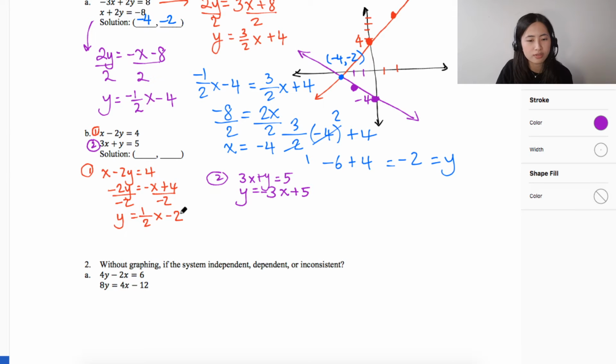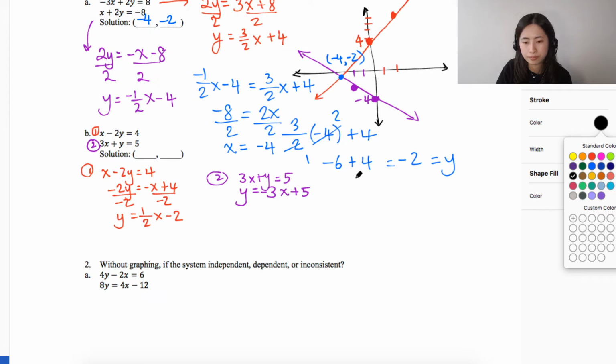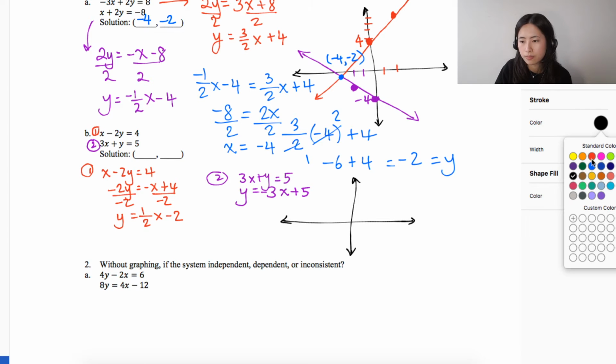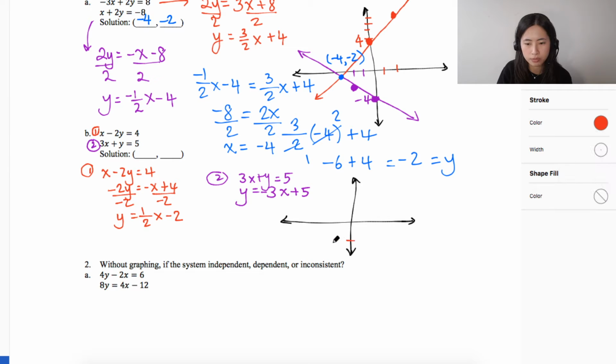Okay, great. So once we have these two equations, again, we're going to plot this. So the y-axis and your x-axis. So your first equation, we have 1/2 x minus 2, so in that case, this would be -2. You have a y-intercept over there, rise by 1, run by 2. So it looks like this. So this is your line for equation 1.